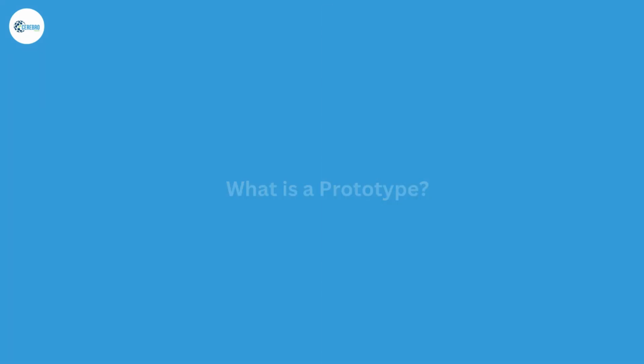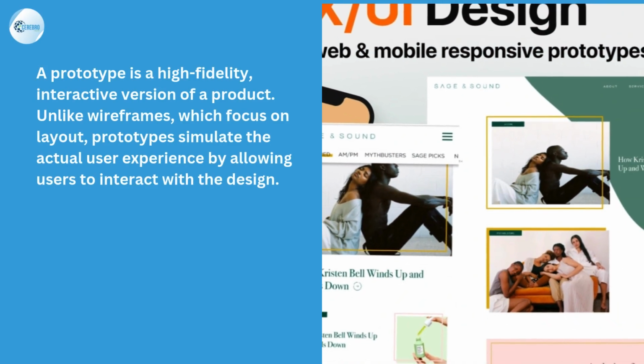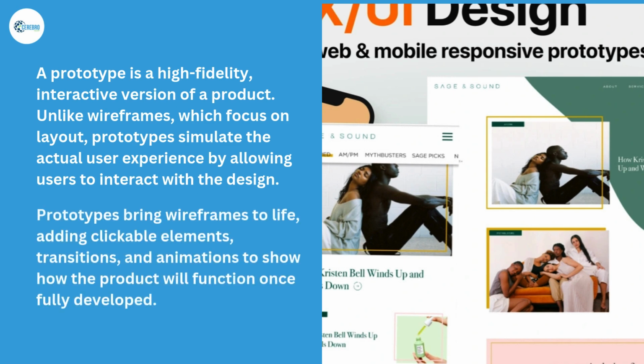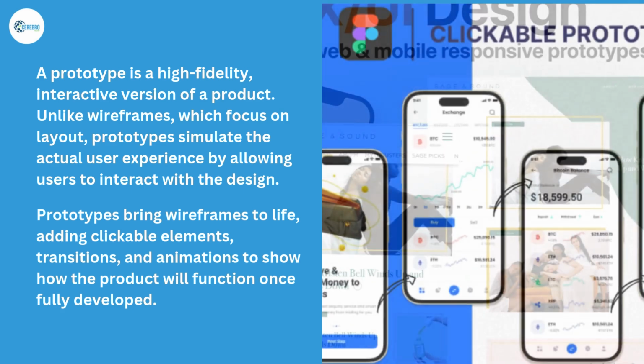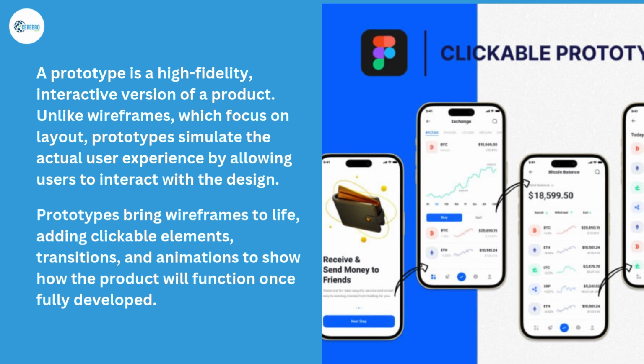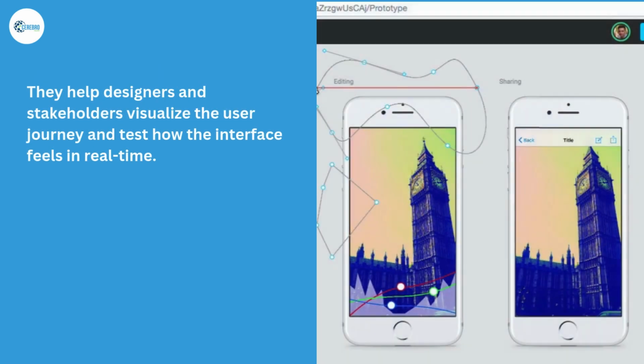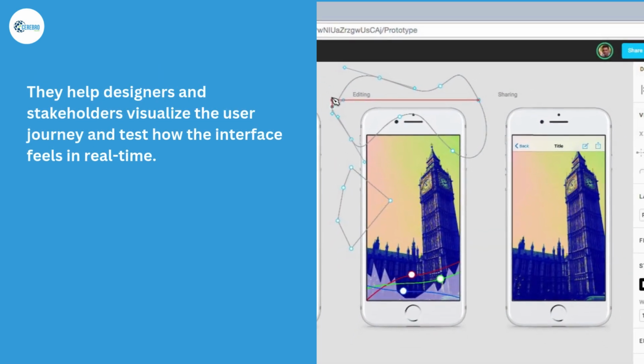A prototype is a high-fidelity, interactive version of a product. Unlike wireframes, which focus on layout, prototypes simulate the actual user experience by allowing users to interact with the design. Prototypes bring wireframes to life, adding clickable elements, transitions, and animations to show how the product will function once fully developed. They help designers and stakeholders visualize the user journey and test how the interface feels in real time.